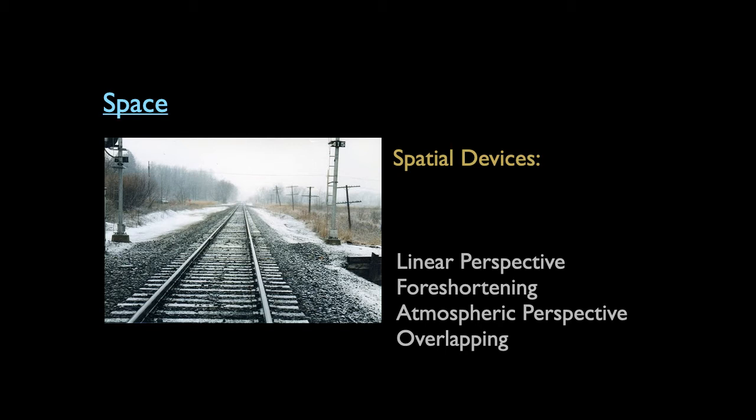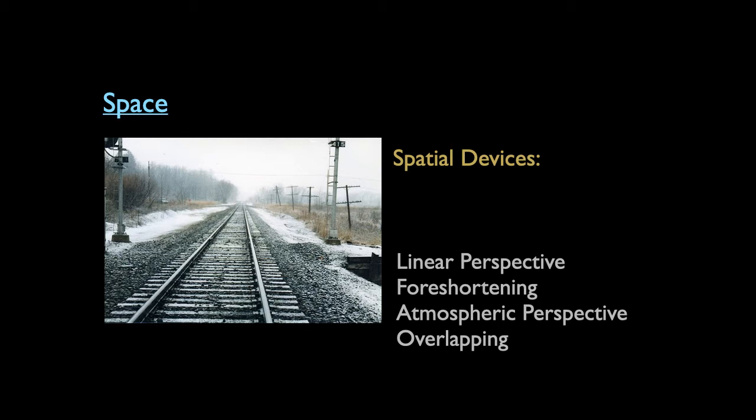That's atmospheric perspective. And that creates a real compelling sense of depth in a photograph like this. There's also overlapping. It's pretty self-explanatory. Like if one thing is partially covering another, then probably the thing doing the covering is closer to you. And that creates a spatial relationship between those two objects.